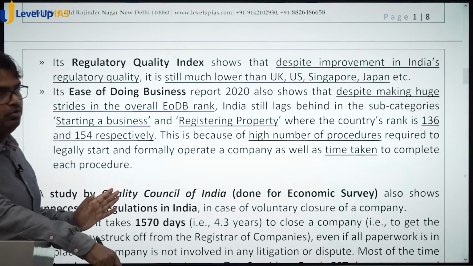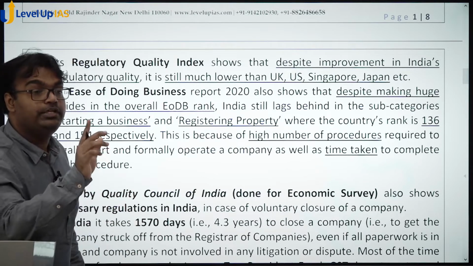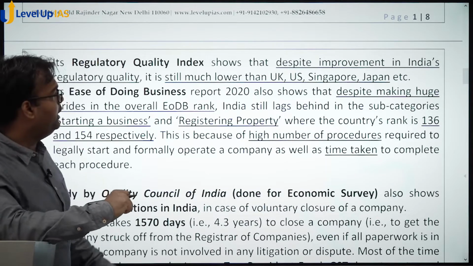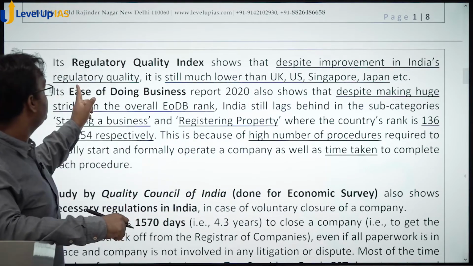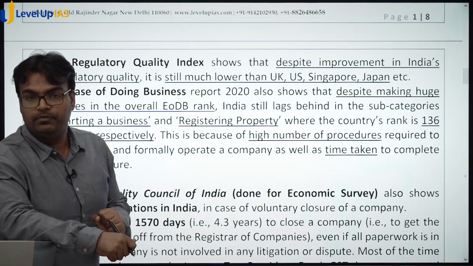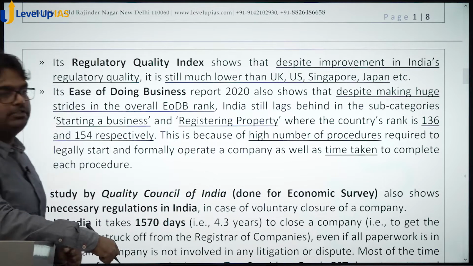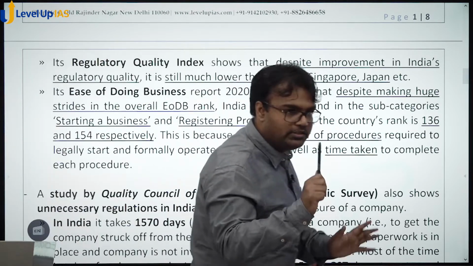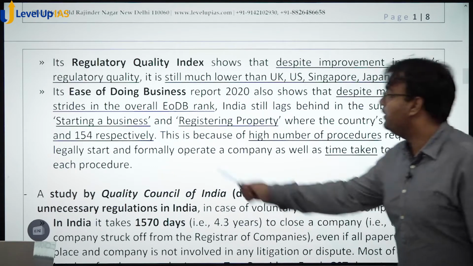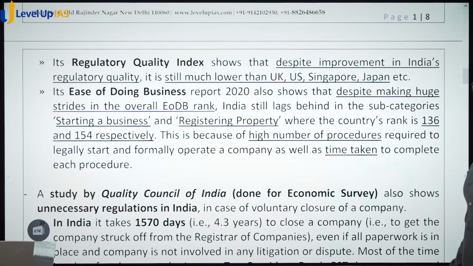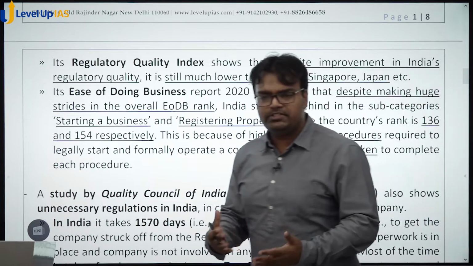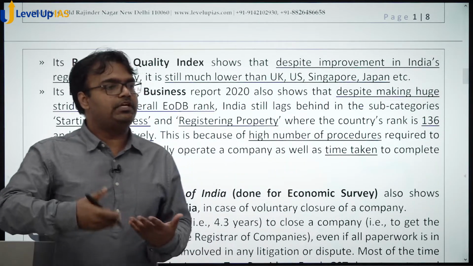According to this also, it is not saying how good the compliance or regulation quality is. In the Regulatory Quality Index, despite improvement in India's regulatory quality, it is still much lower than the UK, US, Singapore and Japan. In the same way, in the ease of doing business report, our rank has improved over the last few years. Yes, rank has improved. But when it comes to starting a business and registering property, our country's rank is 136 and 154 respectively.